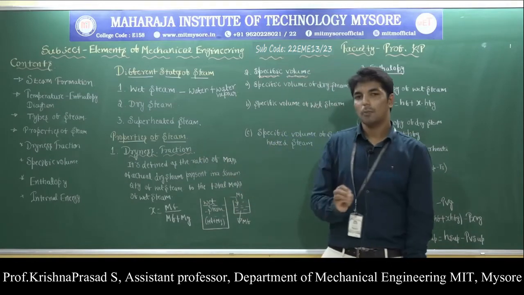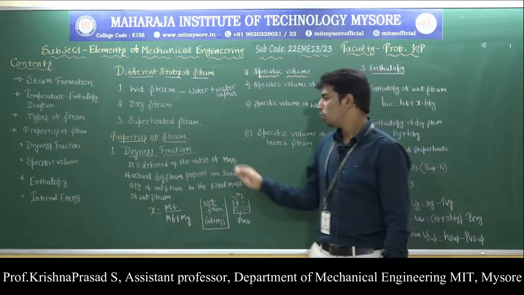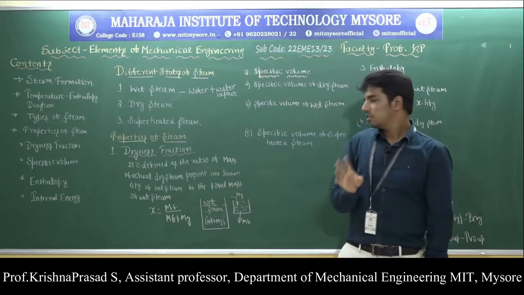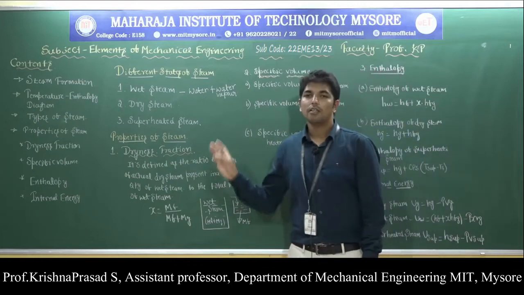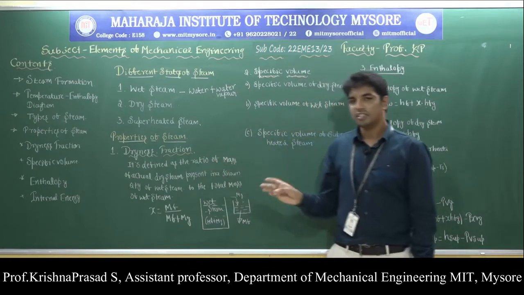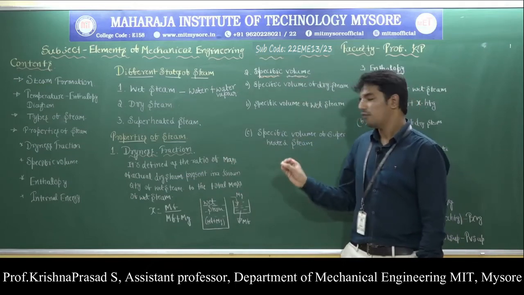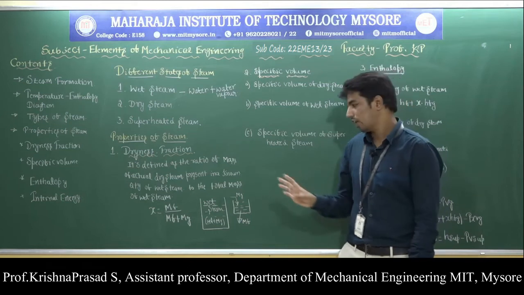Under the different properties of the steam, first we need to know what is meant by the dryness fraction. Dryness fraction is defined as the ratio of the mass of actual dry steam present in a sample quantity of wet steam to the total mass of wet steam.